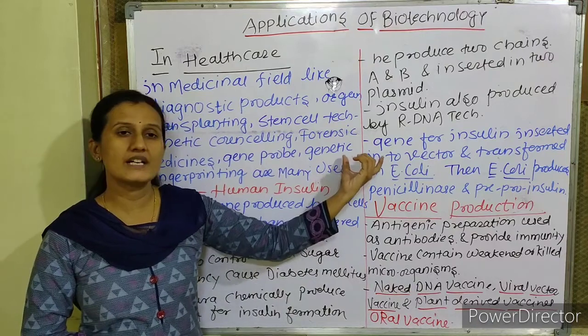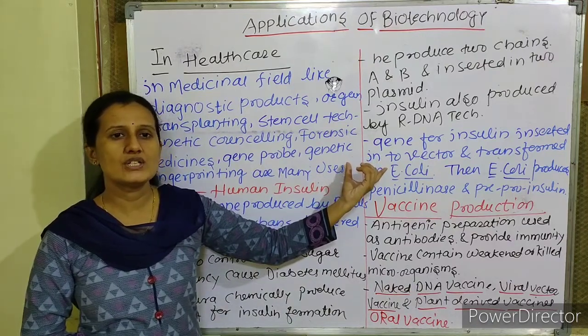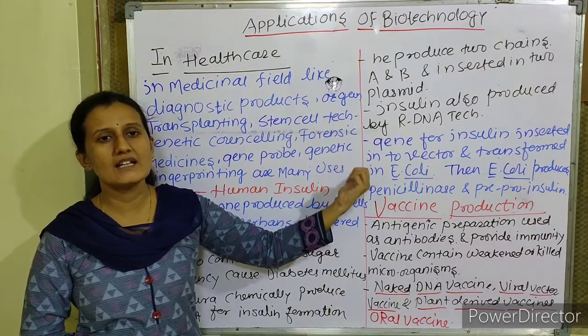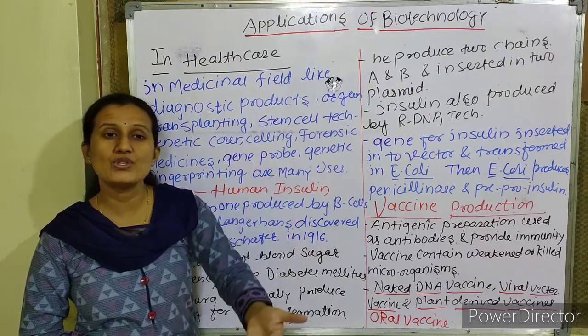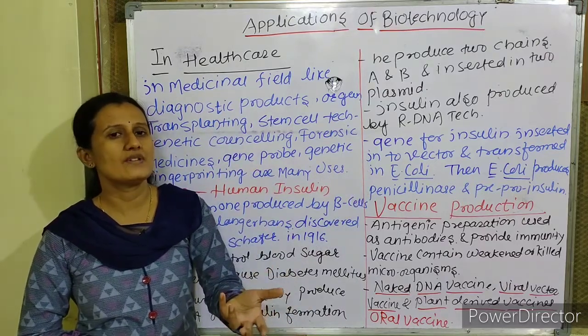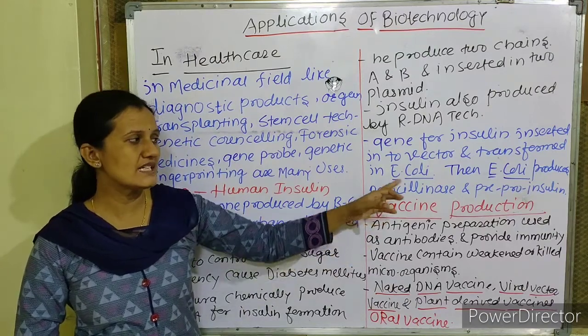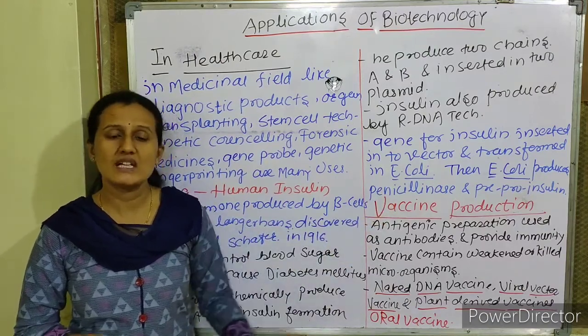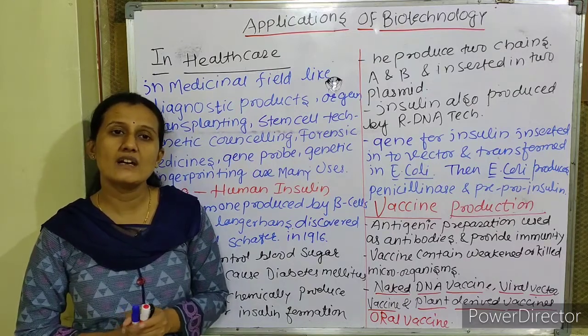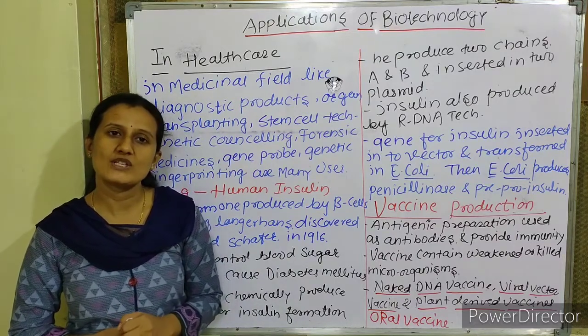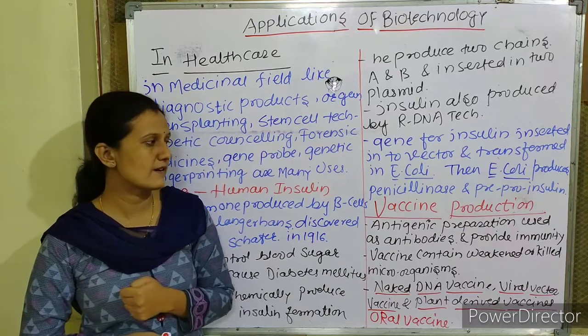With the help of rDNA technology, the human insulin gene can be inserted into a vector. That rDNA is inserted into a competent host cell like E. coli, and then E. coli will produce many copies of that rDNA with the formation of penicillinase and preproinsulin. In this way, that insulin is extracted from that transformed cell. Transformation झालेल्या सेल पासून आपण इन्सुलिन वेगळं काढू.